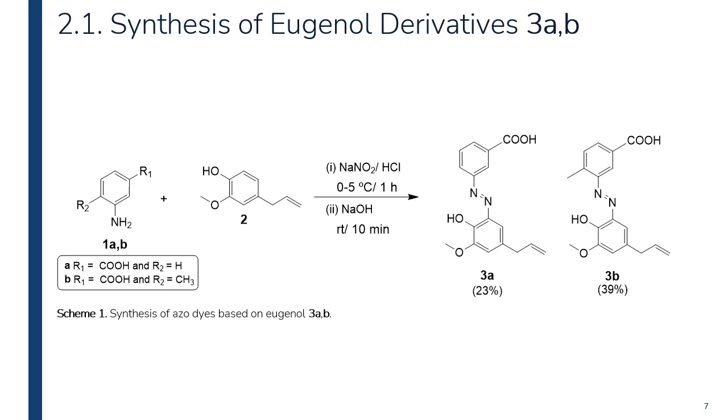Next, these diazonium intermediates were slowly added to an alkaline solution of eugenol, acting as the coupling component. The electrophilic aromatic substitution between the diazonium cations and the activated aromatic ring of eugenol led to the formation of the target azo dye. The crude products were isolated by vacuum filtration, washed with cold distilled water to remove inorganic byproducts, and further purified by flash column chromatography, affording the pure dyes 3A and 3B as solid materials.